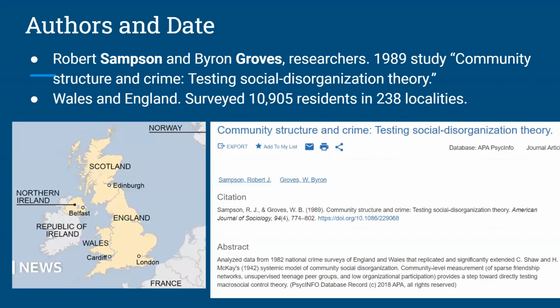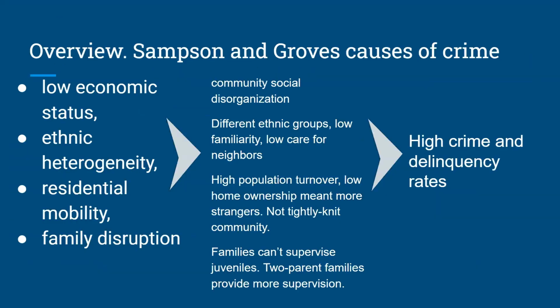The second study we're going to be looking at is based in England and Wales with Robert Sampson and Byron Groves, two researchers. It's a 1989 study titled Community Structure and Crime: Testing Social Disorganization Theory, and they surveyed 10,905 residents in 238 localities. And so the main 4 points that Sampson and Groves attributed as causes of crime were low socioeconomic status, ethnic heterogeneity, residential mobility, and family disruption. And these factors were intertwined to lead to community social disorganization.